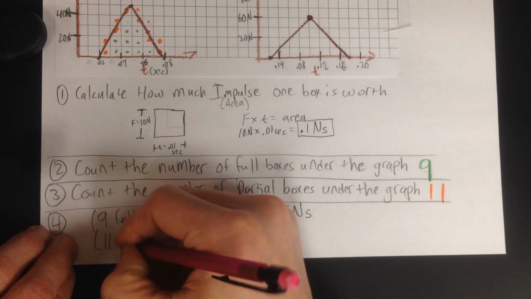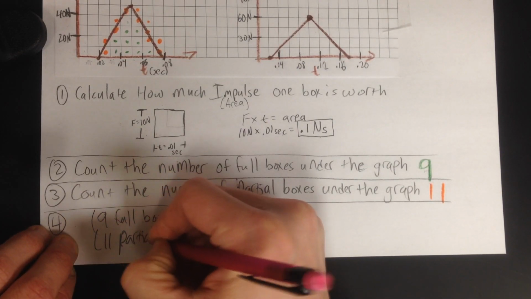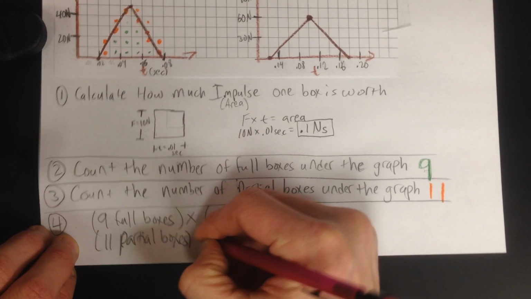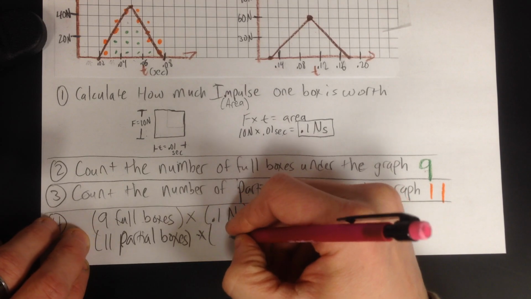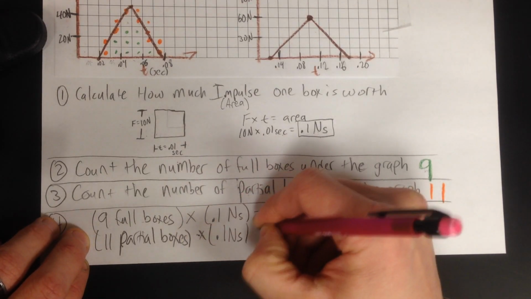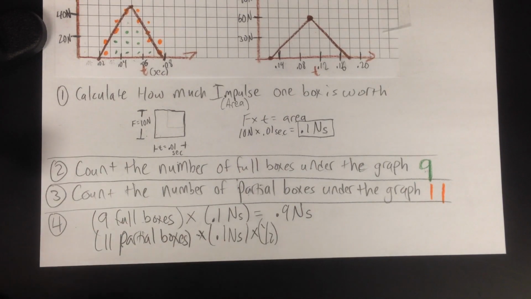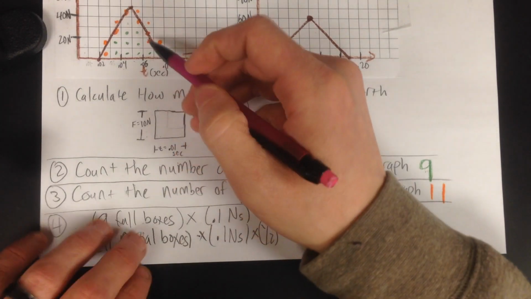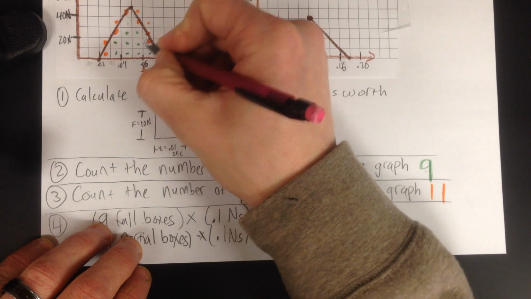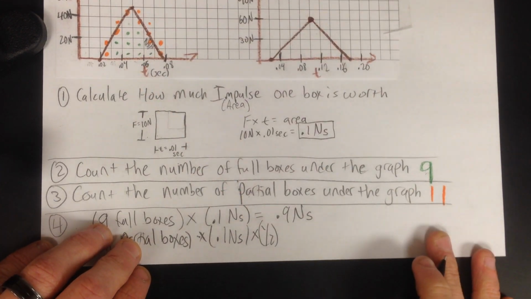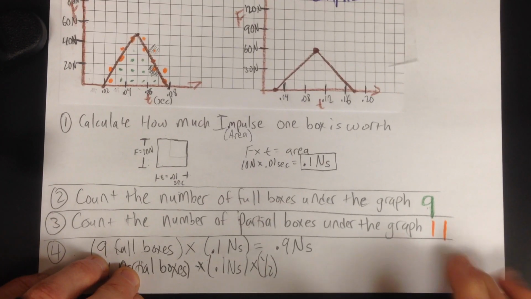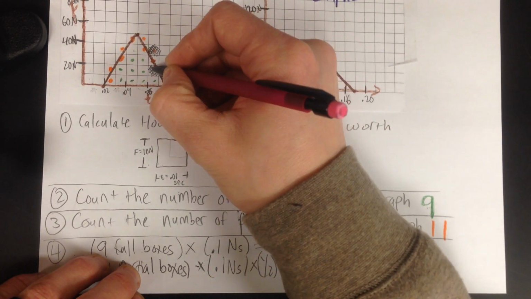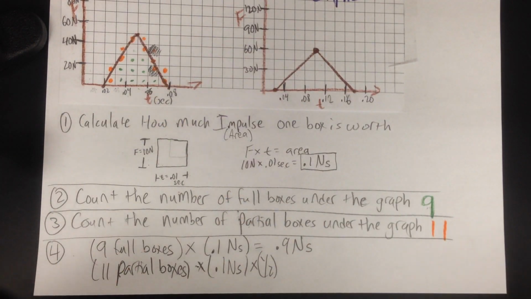The partial boxes, we have 11 partial boxes. Alright. And what we're going to do is count all the partial boxes as halves. Just as half boxes. Some of them are larger than a half. More than half of them are located under the curve, like this one right here. Some, barely any of it is under the curve, like this one I'm shading in right now. But we're just going to count all the partial boxes as half a box.